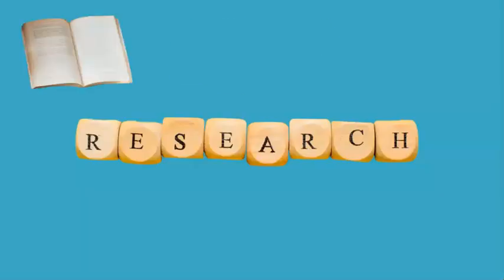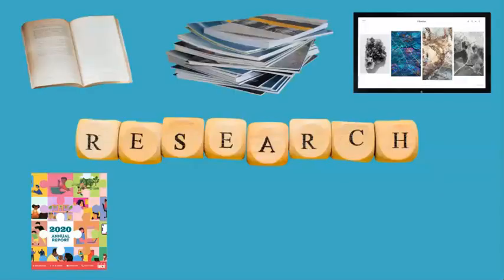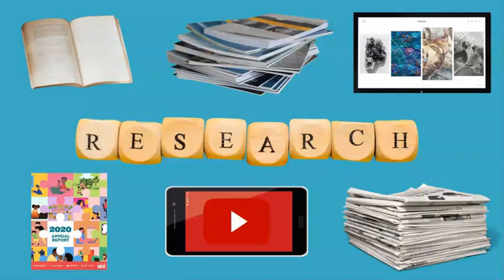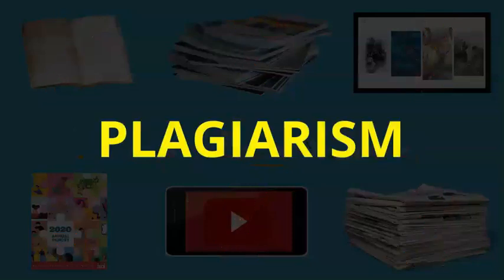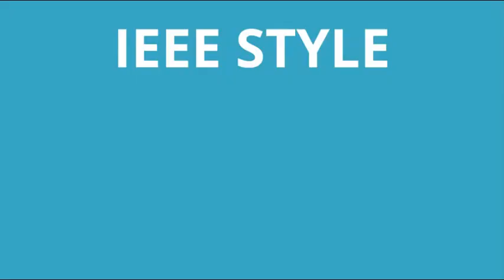Keep track of all the books, journal articles, websites, reports, all of the sources you draw on when you're researching your assignments so that you can cite and reference them. Failure to cite and reference your sources is plagiarism, so it's important to get this right. If you've been asked to cite and reference your sources in IEEE style, here's how to do it.